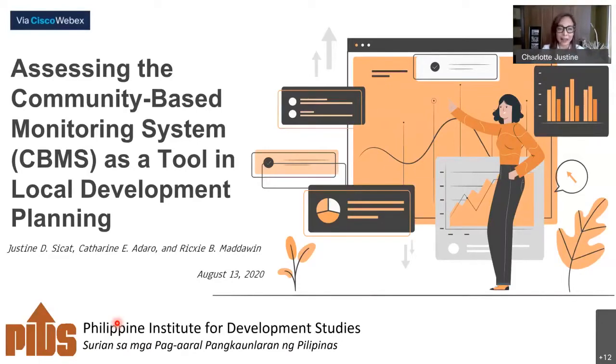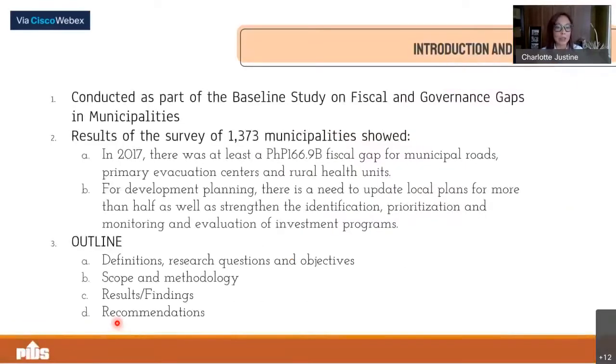So I'm pleased to present with you the results of our study, Assessing the Community-Based Monitoring System as a Tool in Local Development Planning. To give you a bit of context regarding this, this study was conducted as part of the baseline study on fiscal and governance gaps in municipalities.